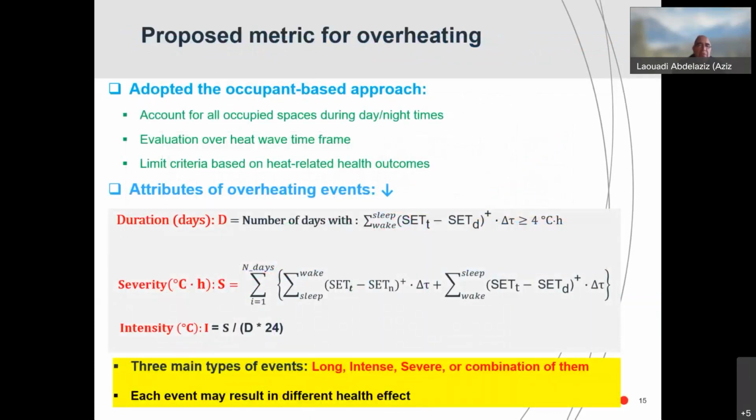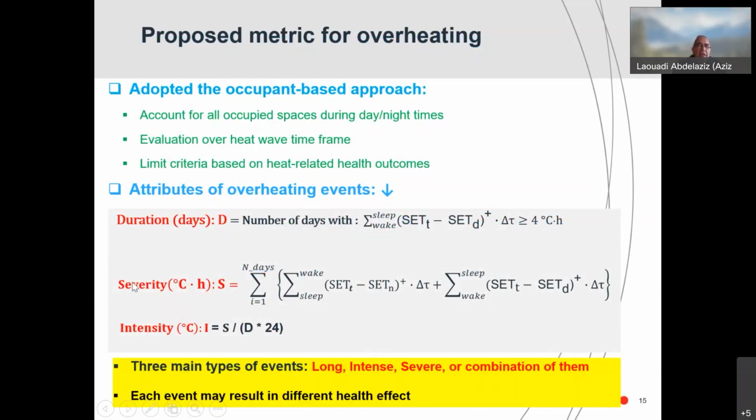Our proposed methodology for overheating adopts the occupant-based approach, in which all occupied spaces during daytime and nighttime are taken into account. The evaluation of overheating is carried out over the heat wave time frame. And the limit criteria are based on heat-related health outcomes.